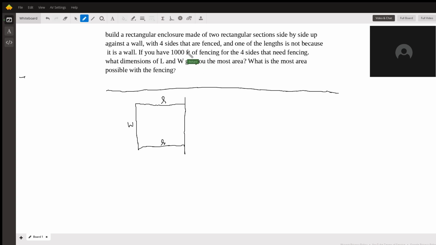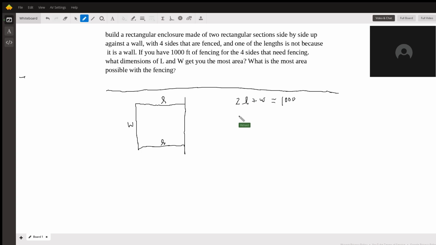Okay, well, there are 1,000 feet of fencing that they can afford to buy. So the total fencing is 2L plus W, so that has to be less than or equal to 1,000. We'll set it to 1,000. They want to maximize the area, so I think we'll just set it to 1,000. They're going to buy as much fencing as possible to get as much area as possible.